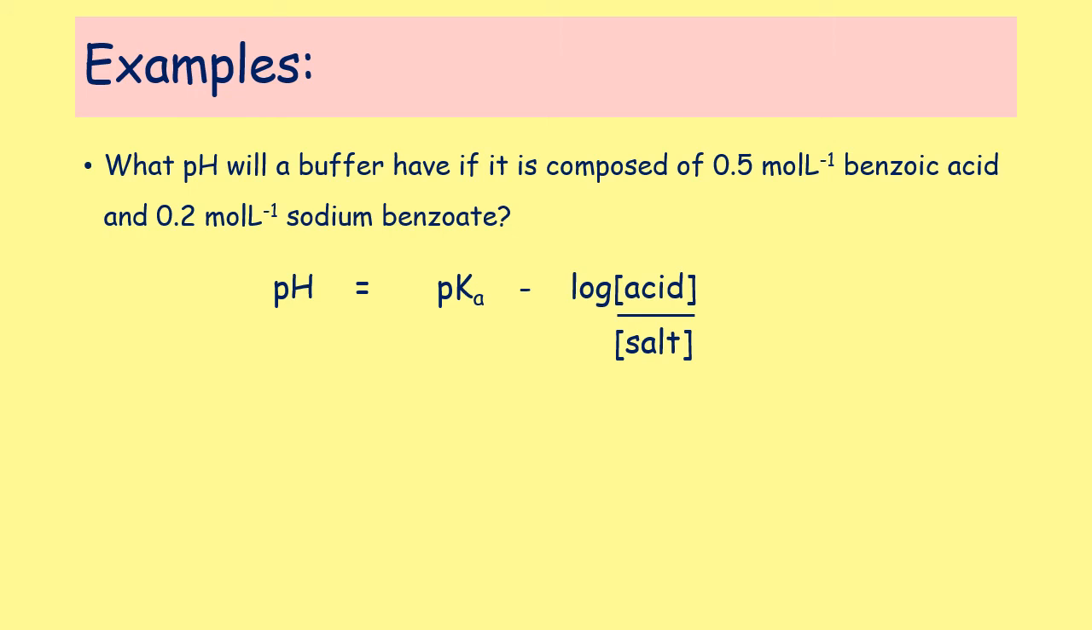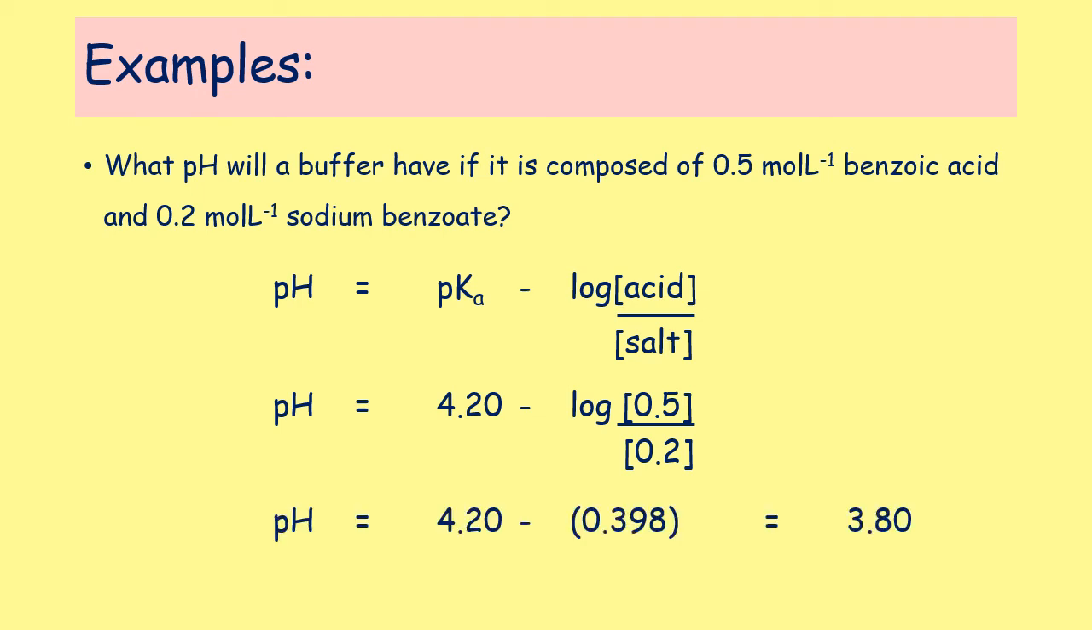Well, pH equals pKa minus log of acid over salt. If we look up page 13, benzoic acid has a pKa of 4.2, and we know that the concentration of the acid is 0.5 and the concentration of the salt is 0.2. pH equals 4.2 minus log of 0.5 over 0.2, which is about 0.398, and so overall we get a pH of 3.80.